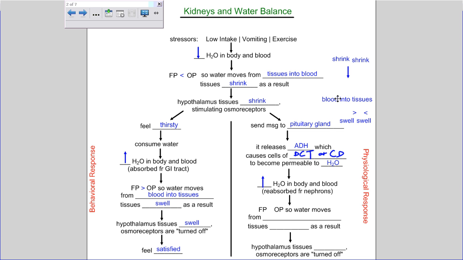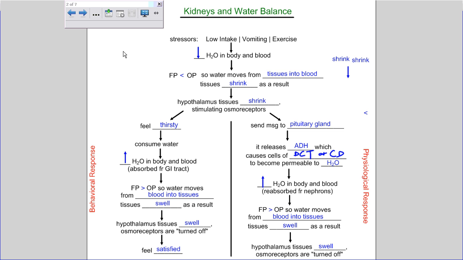So the rest is going to be exactly the same as what we said on the other side. Fluid pressure is now going to be higher than osmotic pressure. So water is going to move from the blood out into the tissues. It's carried by the blood out to the tissues. Okay, tissues are going to swell back to normal. And so will the hypothalamus, turning off those earlier steps. Okay, so ADH is really important for regulation of body fluids.